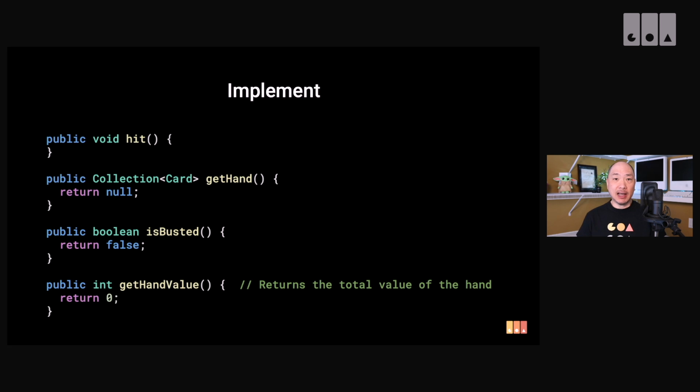In last week's challenge, we continued on with our Blackjack project, and you had to implement 4 methods. Hit, which basically gets a card from the dealer. Get hand, which returns all of your cards. Is busted, which returns either true or false, whether or not your hand is busted. And get hand value, which returns the total value of all the cards in your hand.